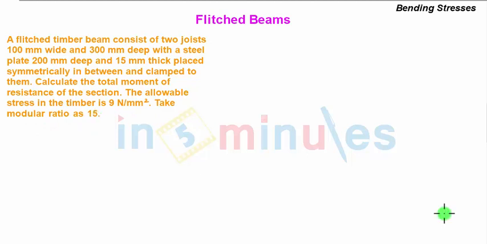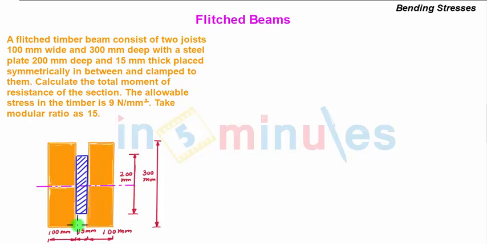We have not been given the diagram of the composite section of the beam, so we draw the diagram accordingly as per the given data. So this is our composite section of the beam. We have two wooden joists of depth 300 mm and width 100 mm, and there is a central steel plate which is symmetrically in between, and its depth is 200 mm and thickness is 15 mm. This composite section is symmetrical about the centroidal x-axis, which is the centroidal axis of the composite section as well as the centroidal axis of the individual steel and wooden sections.